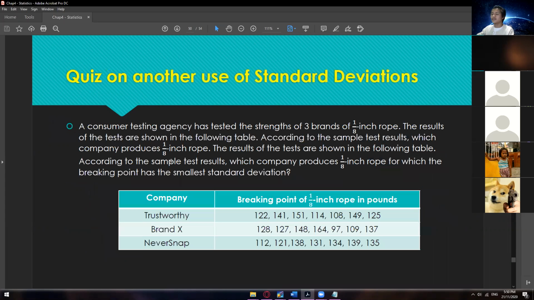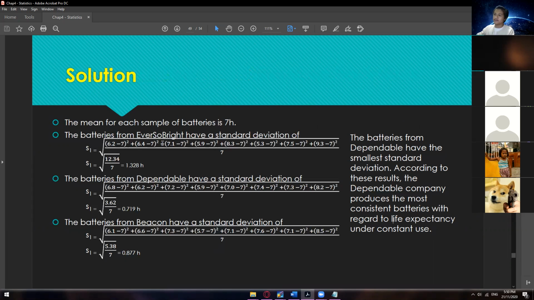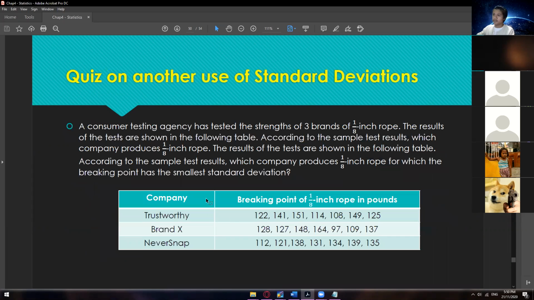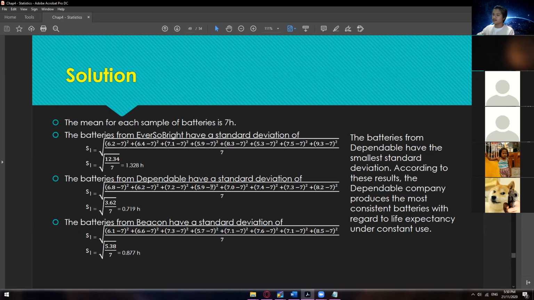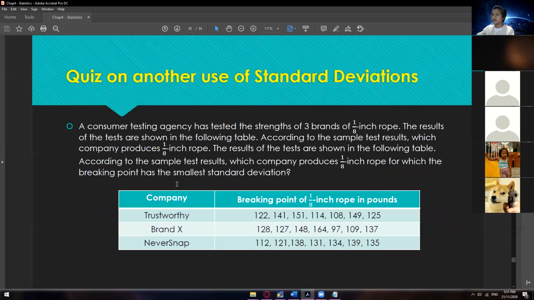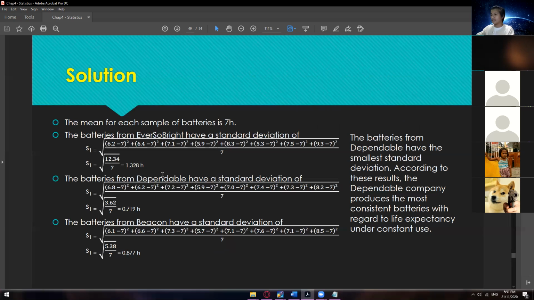Then after this one, of course, you're going to have a quiz, which is super similar. Now, instead of battery, you're going to test a rope. You can do this one as long as you focus in inputting the values, because it's very critical if you misclick or input a wrong value. So I'll be leaving this one to you guys. Just do something like this.